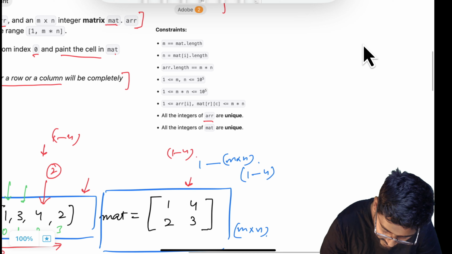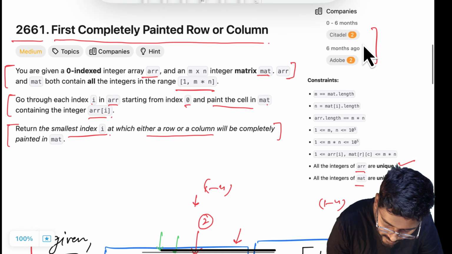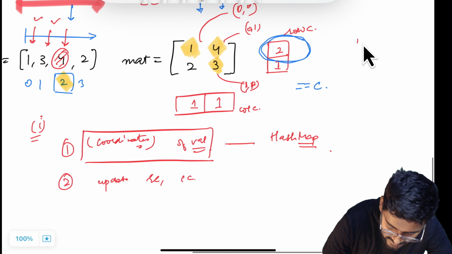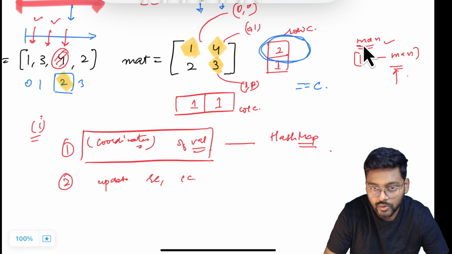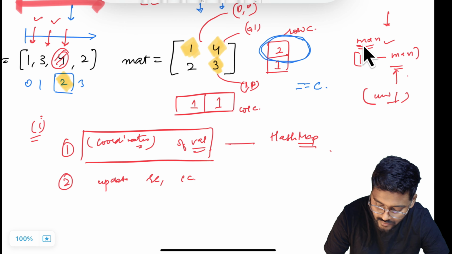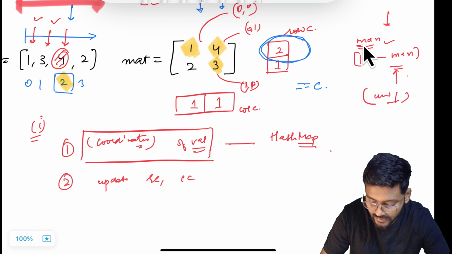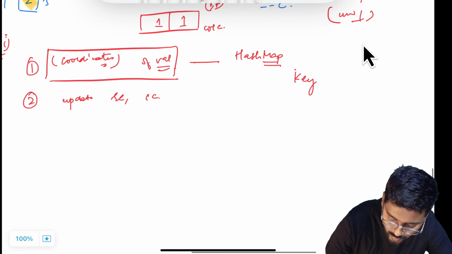See, all the values in the array are unique. All the integers in the matrix are unique, and they are containing values from 1 to m cross n. The matrix size is m cross n. It means all the values are unique, and it is going to have all the values from 1 to m cross n. If all the values are unique, then we can take these values as a key to my hash map.